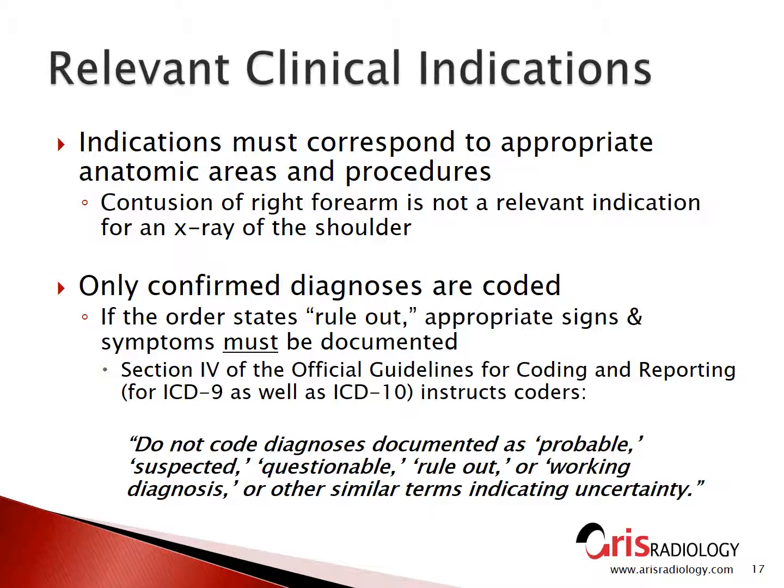If the order states rule out, appropriate signs and symptoms must be documented. Section 4 of the official guidelines for coding and reporting for ICD-9 as well as 10 instructs coders, do not code diagnoses documented as probable, suspected, questionable, rule out, or working diagnosis, or other similar terms indicating uncertainty.